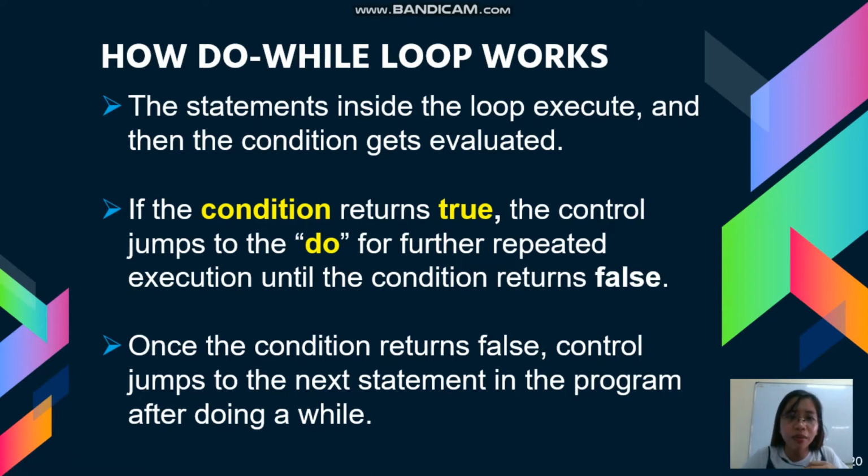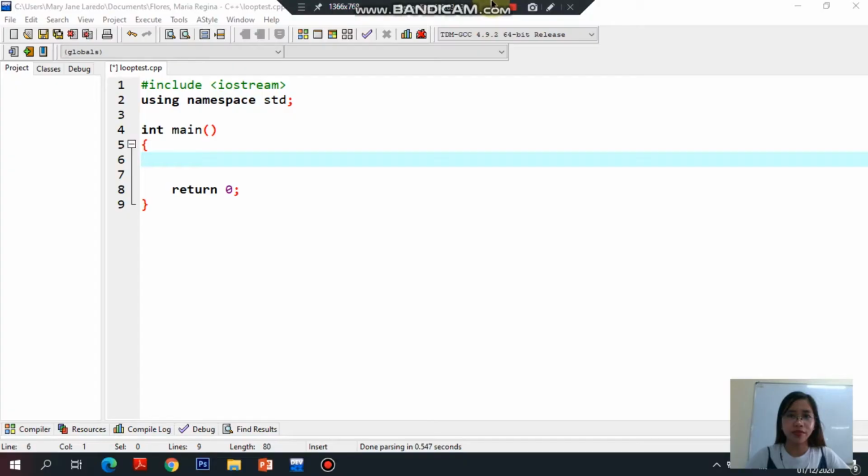And then, bababa ulit siya to test if the condition is still true. So, kapag true, magre-repeat ulit yung process. So, it will be terminated once the condition becomes false. Yan. So, once the condition returns false, now, control jumps to the next statement in the program after the do-while. Ayan. So, let us test some example.